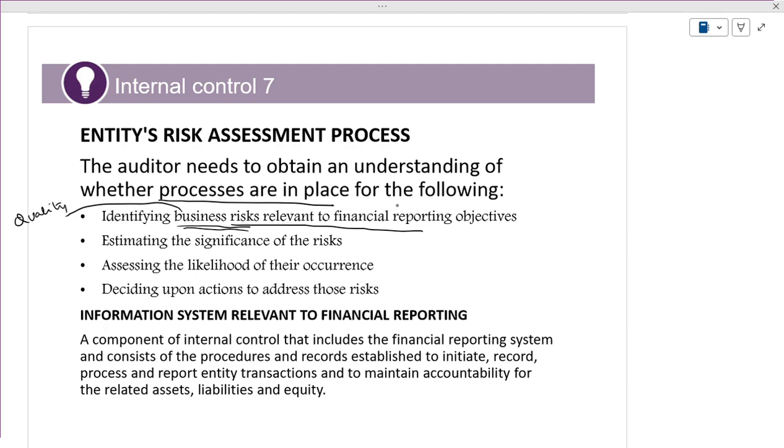Identifying the risk with respect to reporting. Estimating the significance of risk. See, if there are effective controls, understanding the process, if the process is effective, what will happen? The risk will be less.